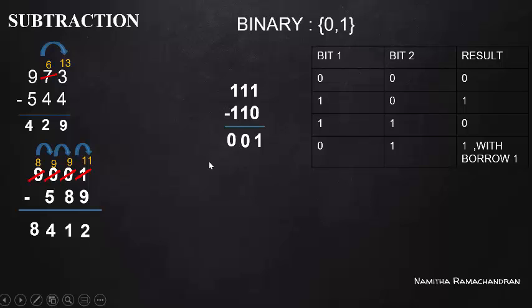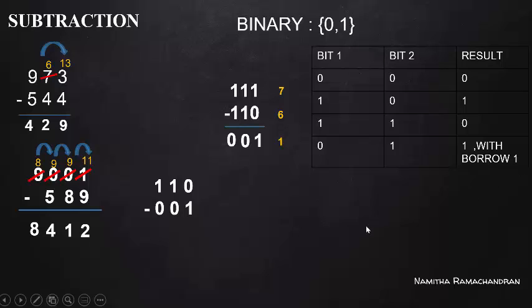Okay, so now we can check whether the result is correct or not. How? This 111 in decimal is 7. This 110 in decimal is 6. 7 minus 6 is 1. The binary equivalent of this 1 is 1 itself, that is 001. Okay, so the result is correct.